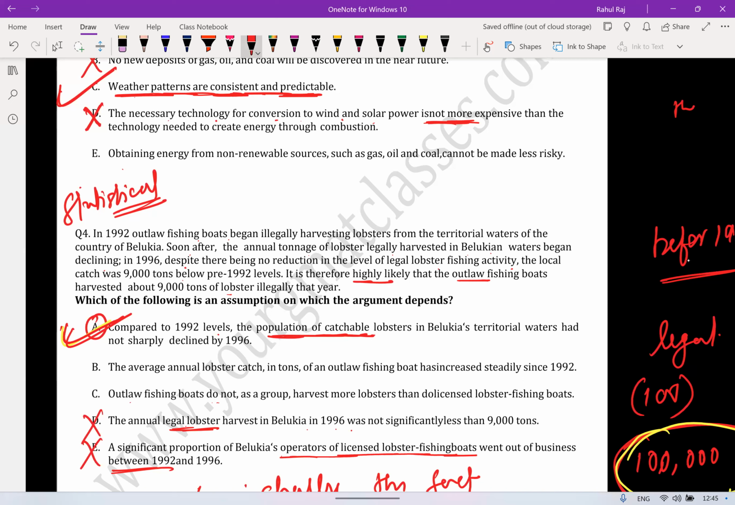Illegal boats do not as a group harvest more lobster. So please, there is no comparison being done over here that legal boats catch more or illegal boats catch more. There is absolutely no comparison. This option C is trying to compare how much legal caught and how much illegal caught. So this is gone.